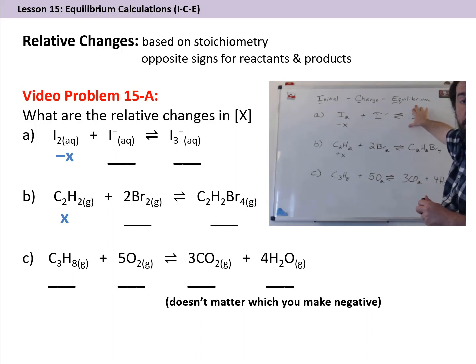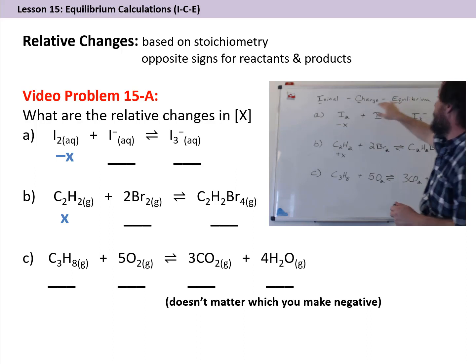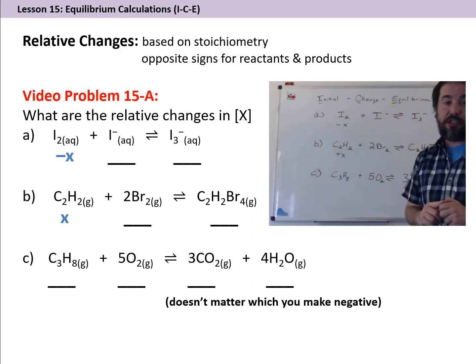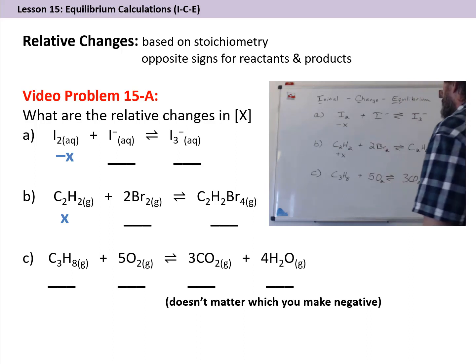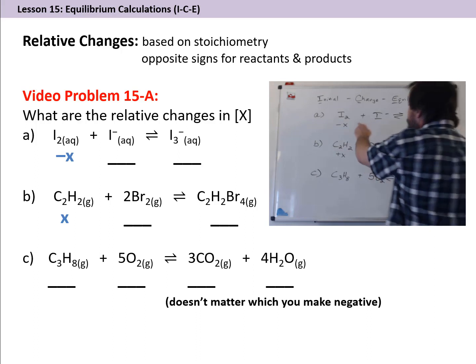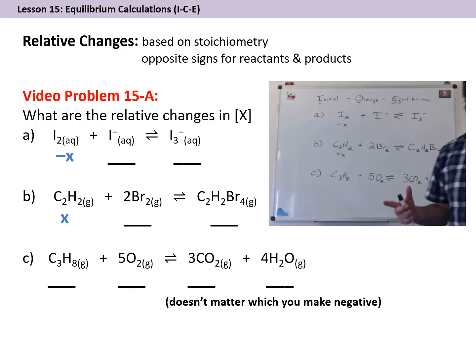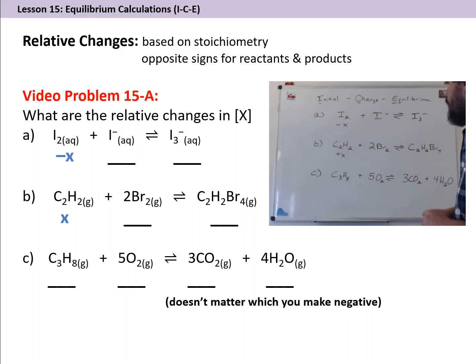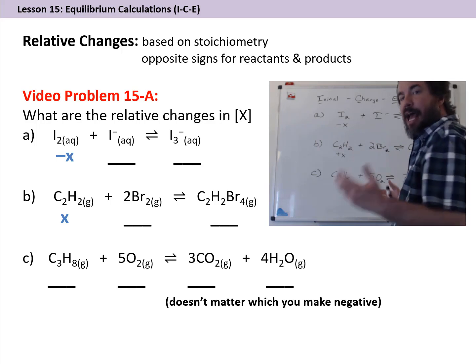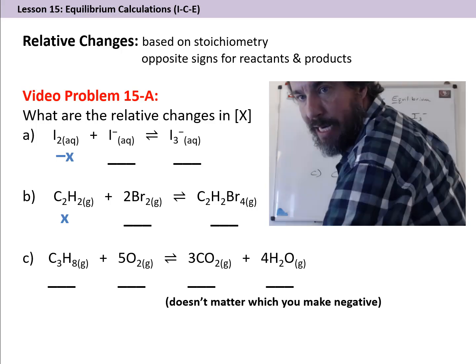And we're going to do a problem on this in a little bit, but the key is we need to know these changes. So video problem 15A is all about figuring out what these relative changes are. And so what we do is we place an X for that change. Okay? So in this case, I tell you that I2 is minus X. So if I2 is minus X, what does that mean?